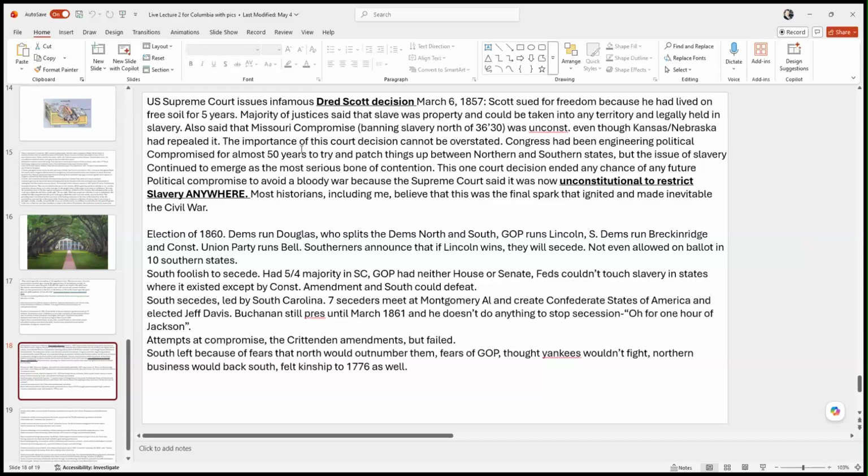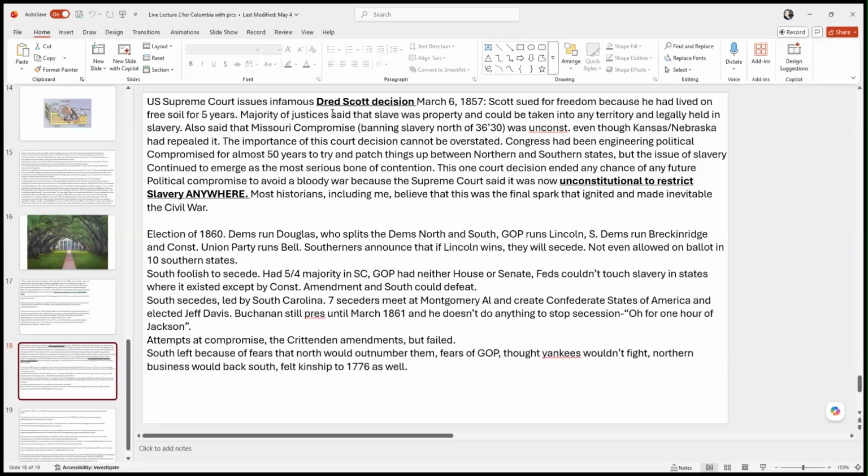So Dred Scott was an enslaved man, and he found a way, which I think is amazing, to hire a lawyer and make his case, and his case was very simple. He basically said that he and his owner had been living in a free state for 5 years, and since he's living in a free state, why isn't he free? Why is he still a slave? He should be freed.